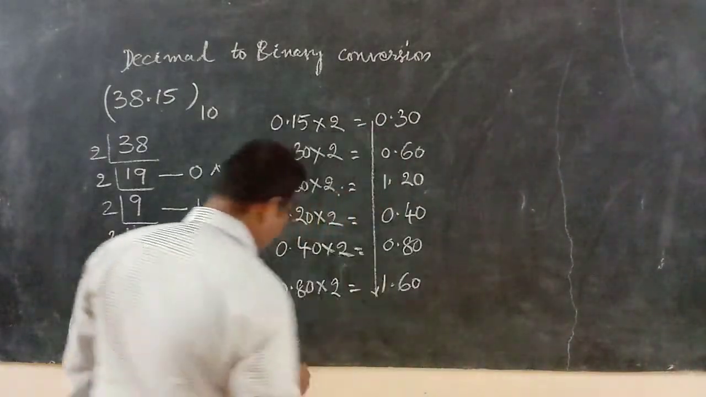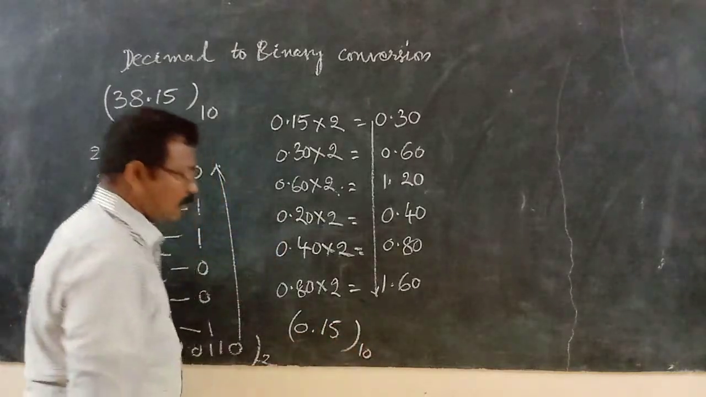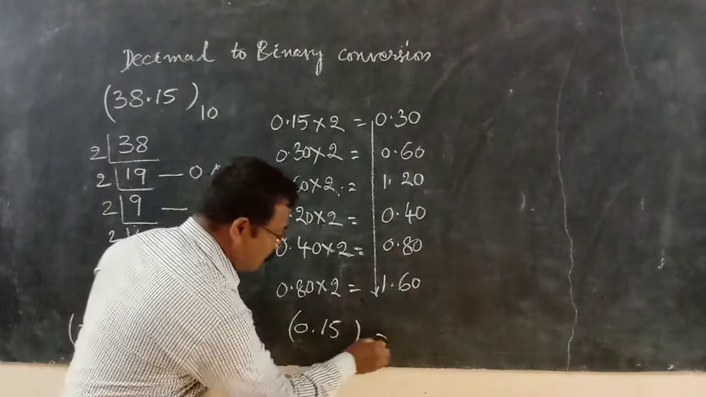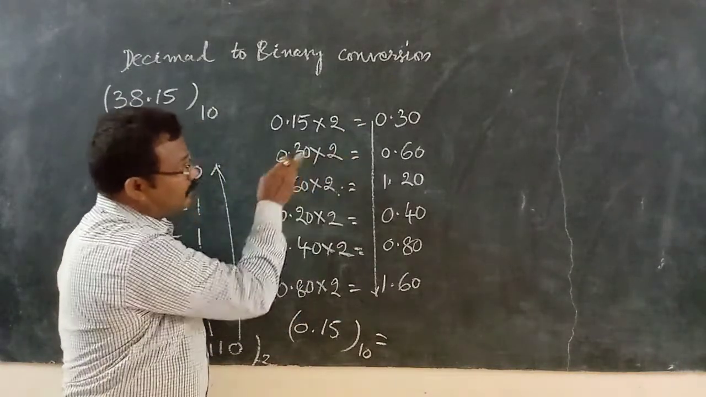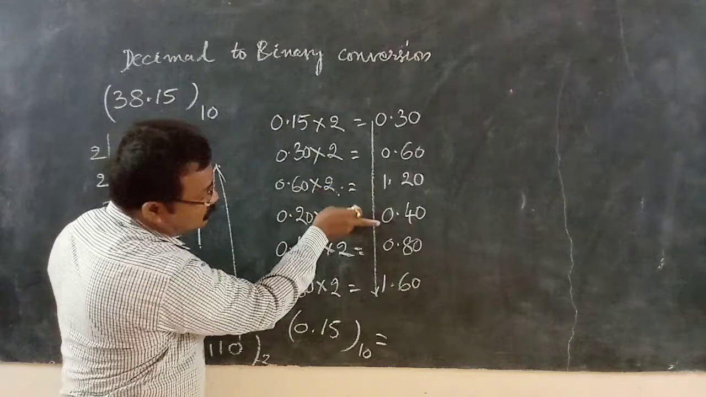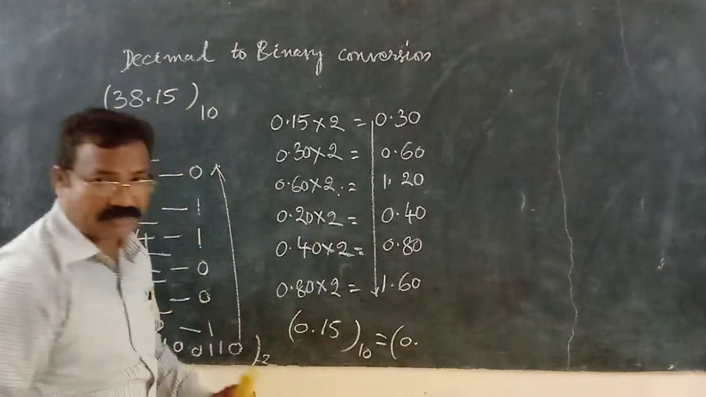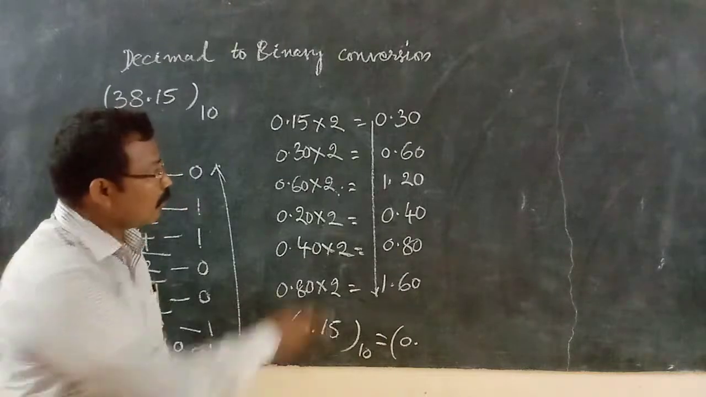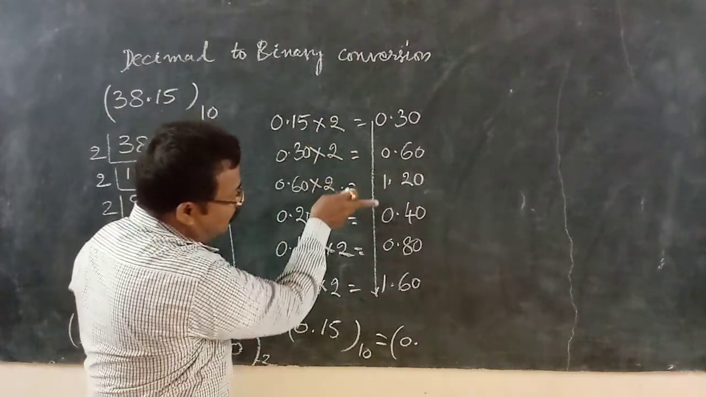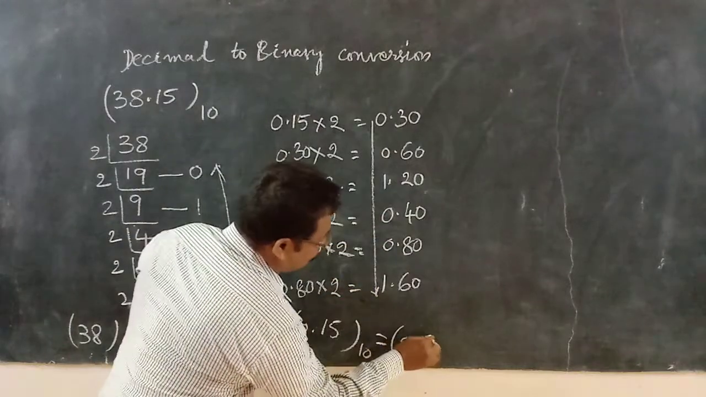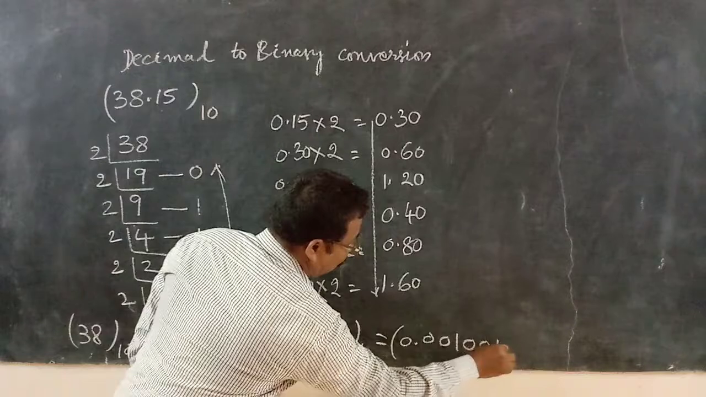That means the decimal fraction 0.15 is equal to, taking the integers from top to bottom, 0, 0, 1, 0, 0, 1. As this is the fractional part, it is 0 point, and then the integer values 0, 0, 1, 0, 0, 1.